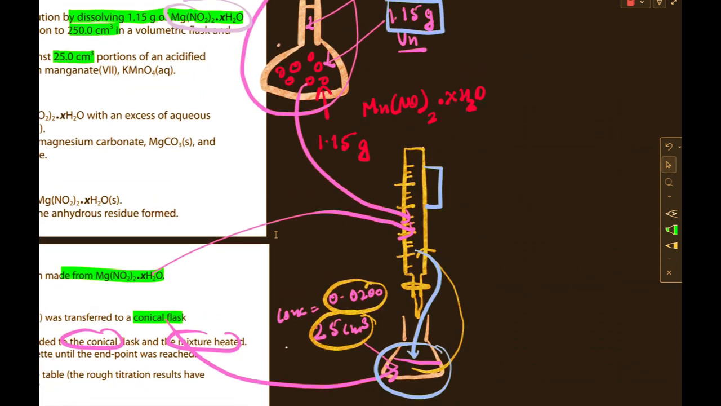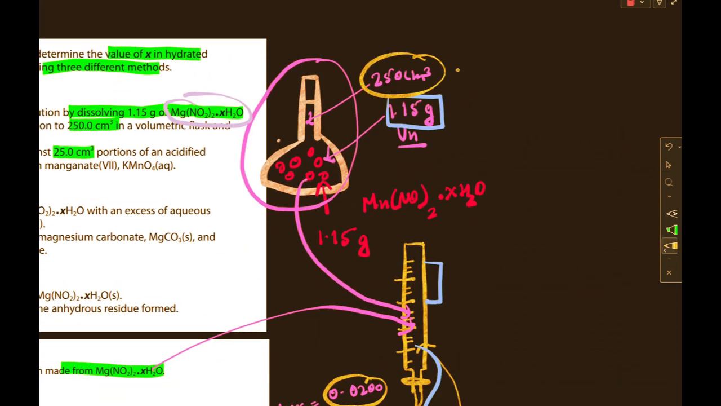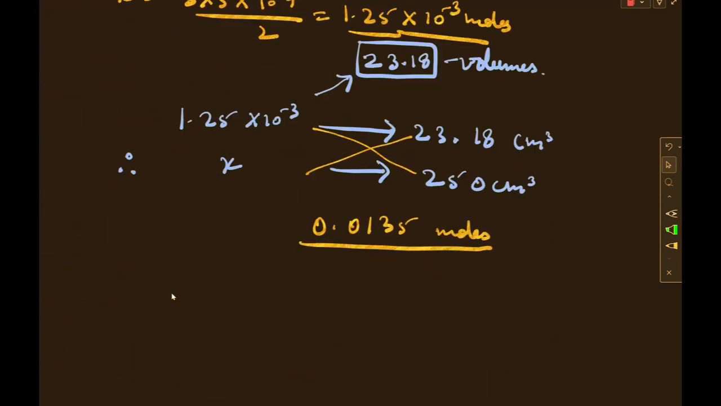So I will go back to the picture again. You know this picture. In this 250 cm³, I have the moles which I just calculated, 0.0135. So these red particles are actually these many. Okay, these are my moles. Now what should you do?